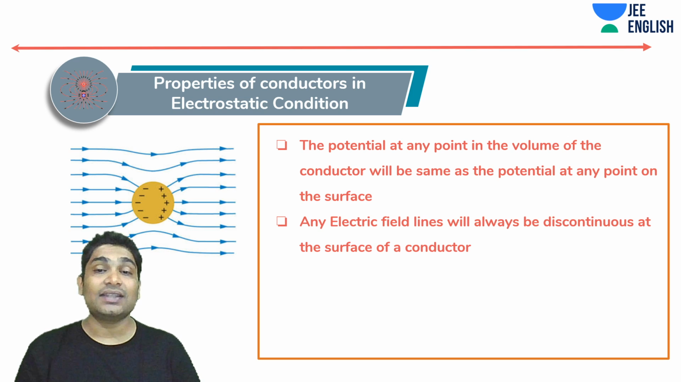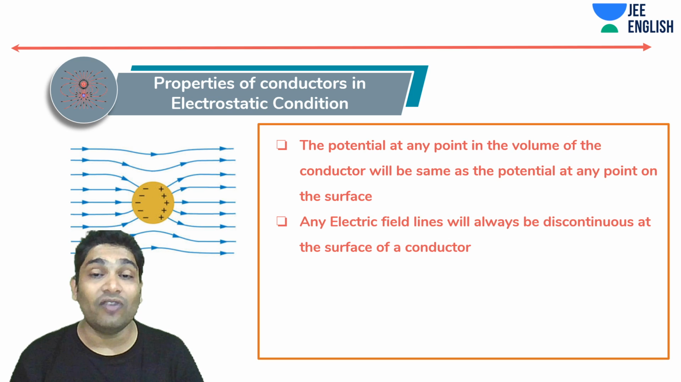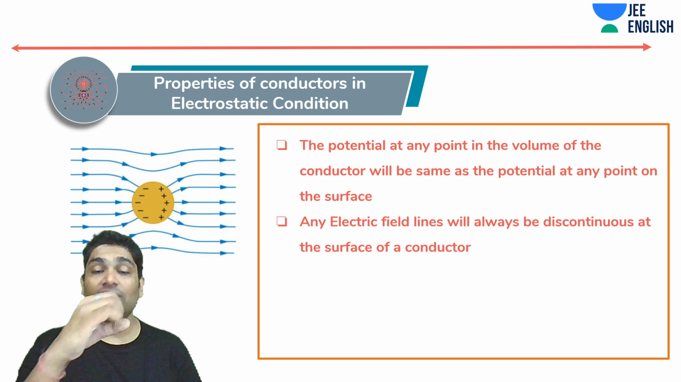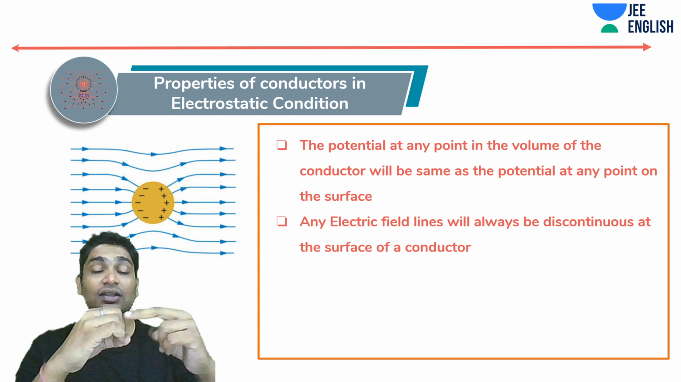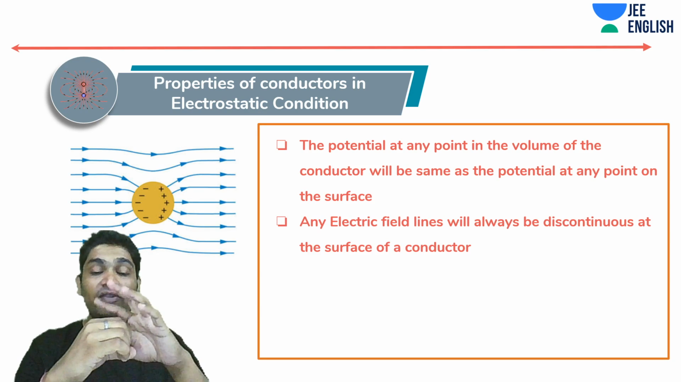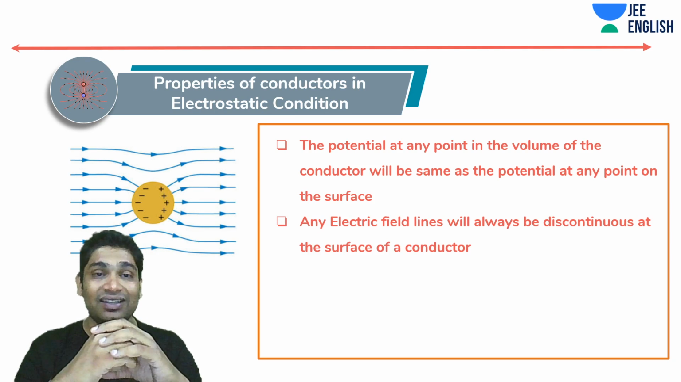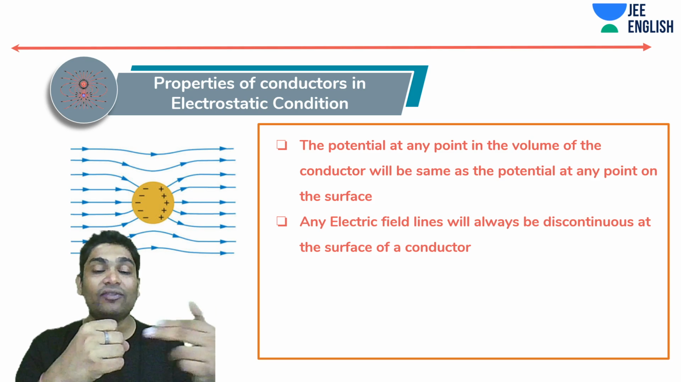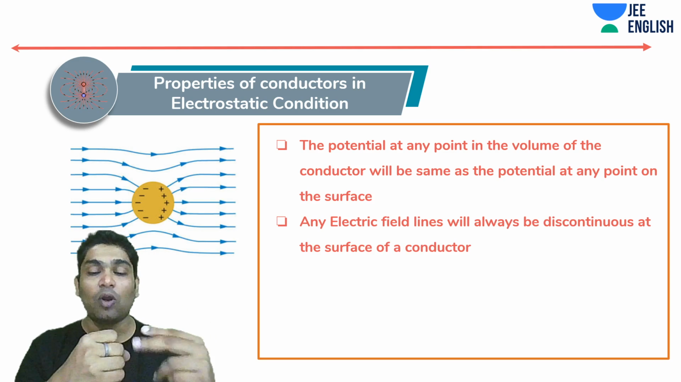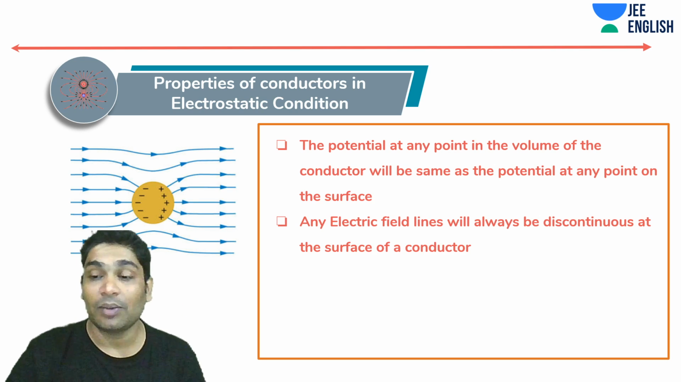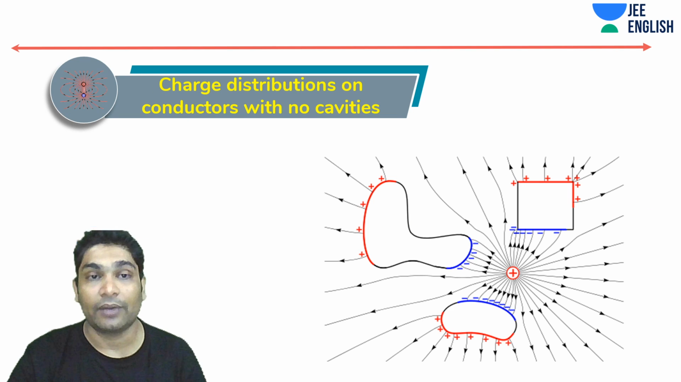Next thing that I can see is that electric field lines will always be discontinuous at the surface of a conductor. How can I say that? Let's imagine some electric field lines coming like this. Now I know that electric field cannot enter the volume of the conductor. There will be no electric fields inside the conductor. Why? We have already discussed that. So any field lines will either have to terminate on the surface of the conductor or originate from the surface of the conductor. So they will become discontinuous at the surface. Please remember that. Again, a very important point.